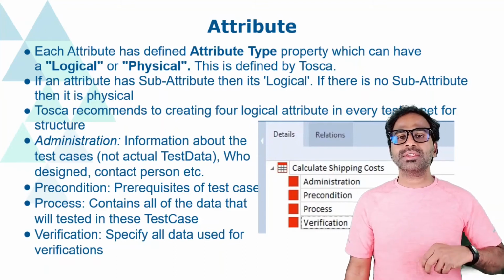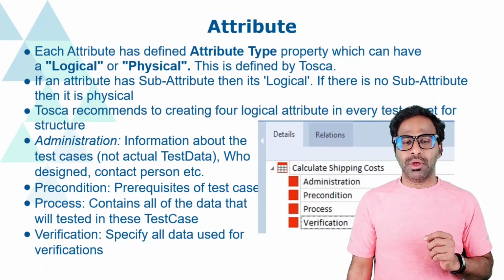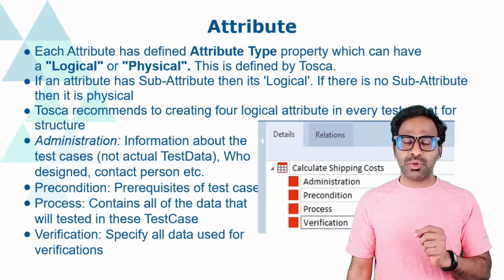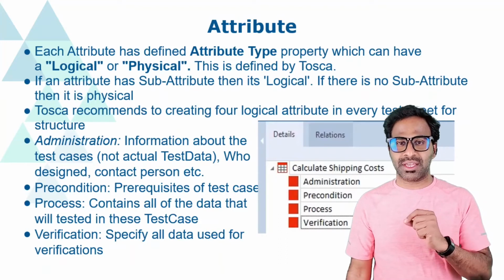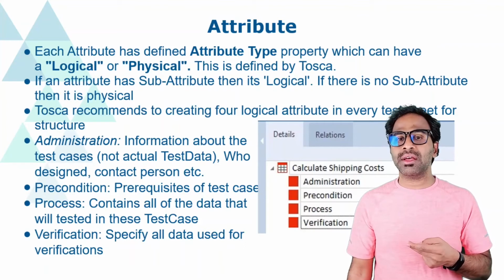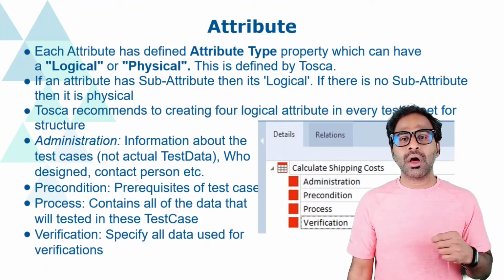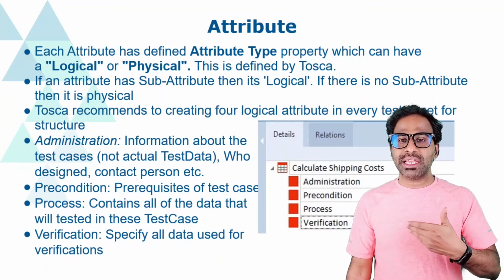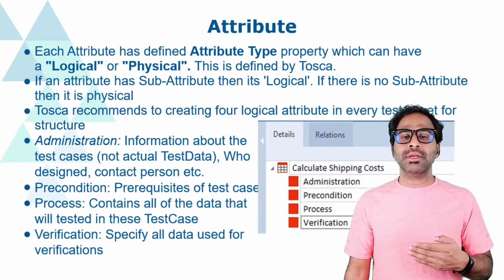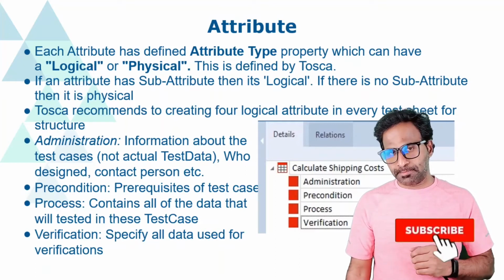The second one is the precondition attribute structure. In the precondition attribute you will be specifying the prerequisites of the test cases. So you are going to create attributes like login user ID, login password, what is the URL. All these kinds of prerequisites will be stored under an attribute called precondition.